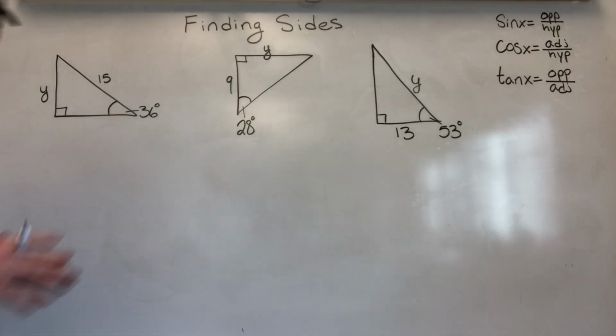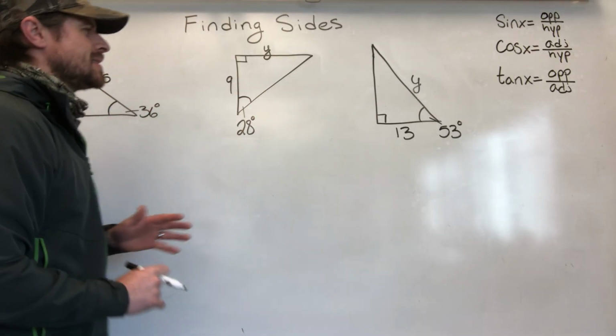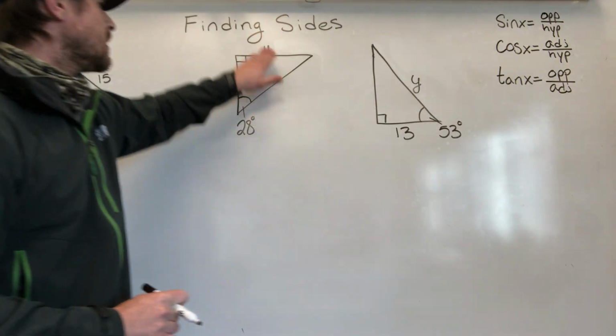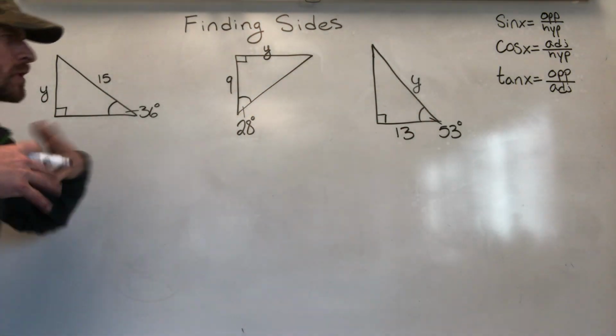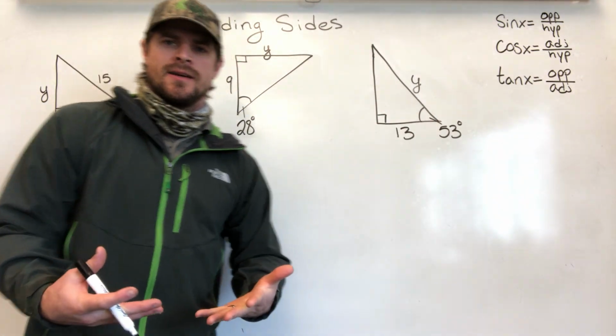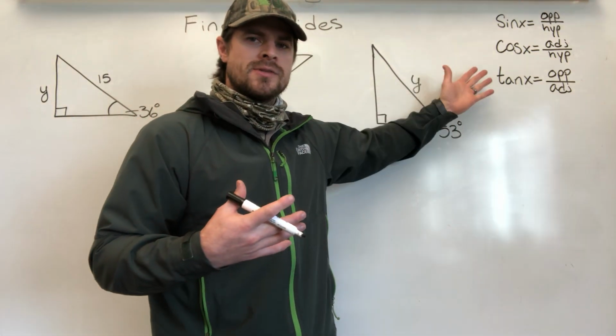All right, let's do some trigonometry. We're trying to find some missing sides here. We got a y value there, a y value there, and a y value there, representing a side that we don't know the distance of. So we are going to be using sine, cosine, and tangent.